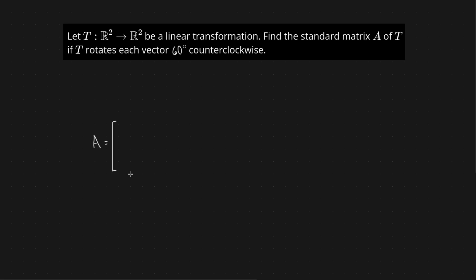we know that the standard matrix A of transformation T, the columns of A are just going to be the transformation on the vectors in the standard basis. So the transformation on vector I, the transformation on vector J. So if I can find how the transformation affects these vectors, I will know the standard matrix of transformation T. Now, since T rotates each vector 60 degrees counterclockwise, I know it will rotate these vectors 60 degrees counterclockwise. All right? So let's kind of draw it out to get a feel for what's going on here.